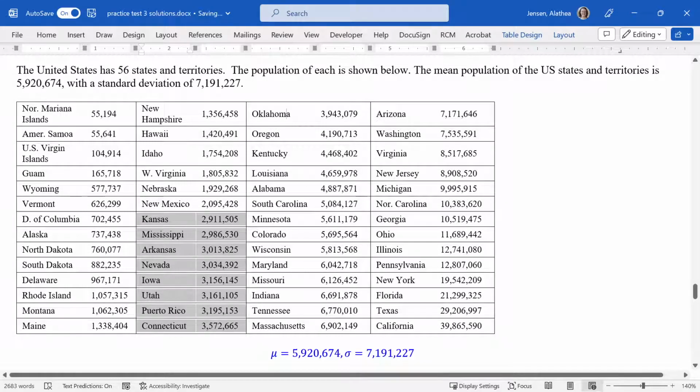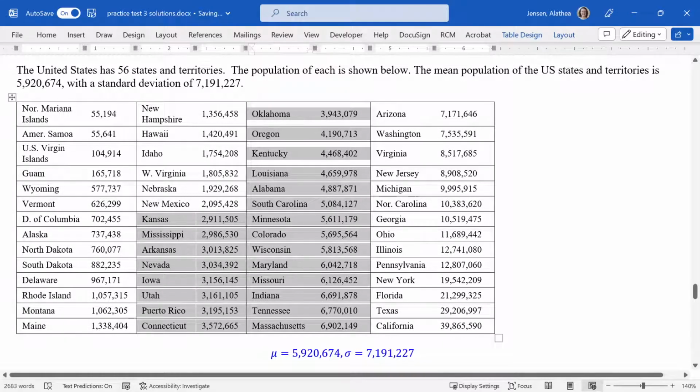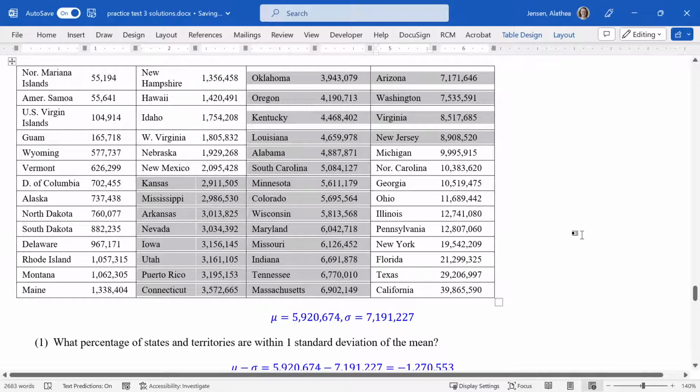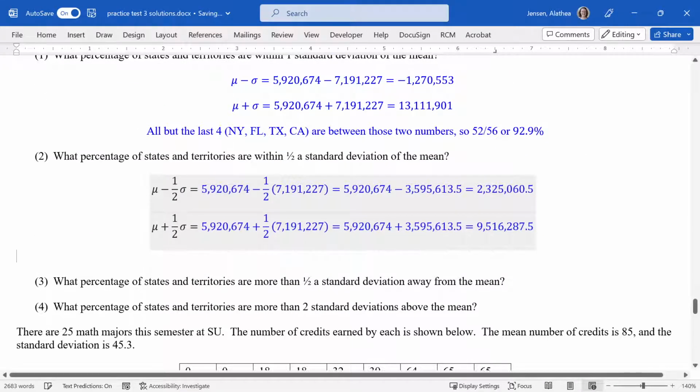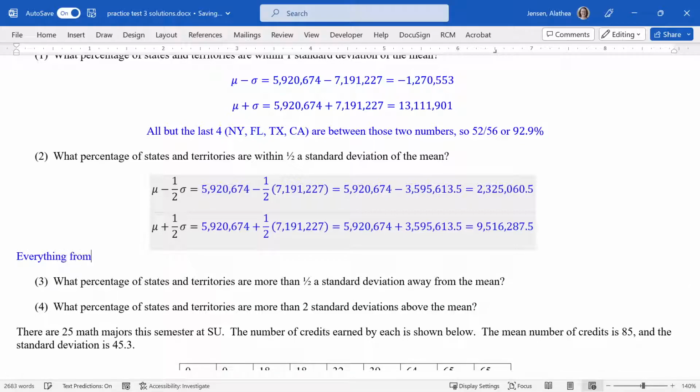So that's going to be 9.5. Yeah, Michigan is going to be outside of that range. So everything from Kansas through New Jersey is going to be in the range. So let me note that down. Everything from Kansas through New Jersey is between these two numbers.